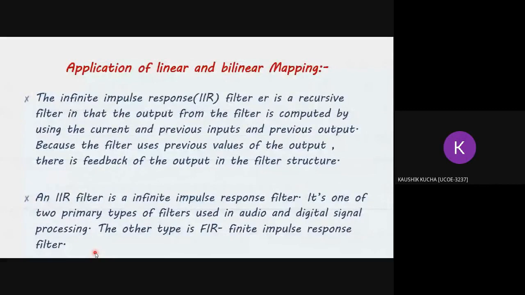Coming towards the application part, linear and bilinear mapping is used in IIR filters. So what is an IIR filter? The infinite impulse response filter is a recursive filter in that the output from the filter is computed by using current and previous inputs. Because the filter uses previous values of the output, there is a feedback of the output in the filter structure. An IIR filter is an infinite impulse response filter. It's one of two primary types of filters used in audio and digital signal processing. The other type is the FIR, finite impulse response filter.